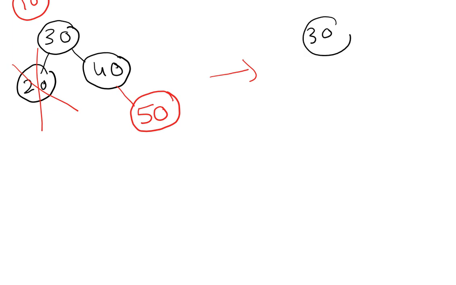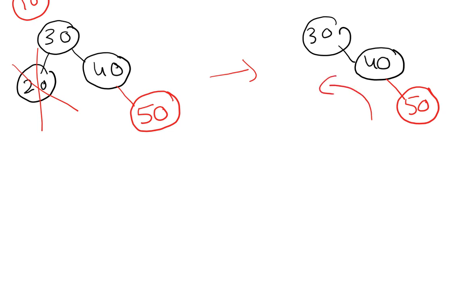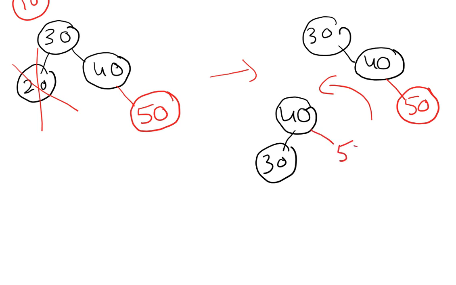It will be like 30, 40, and we have 50. So if you remove the node 20, this is how it looks. You may perform a left operation and then you may think of it like this: 40, or 30, and this can become 50.